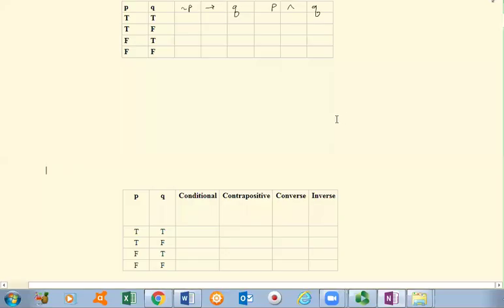Okay, this is the rest of that section, 3.4. A few more examples here. Okay, here we're trying to find if these two statements are equivalent or not, and we're going to use a truth table to do it.